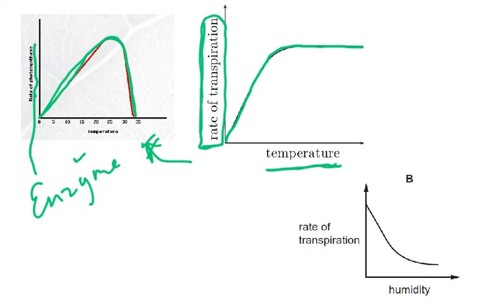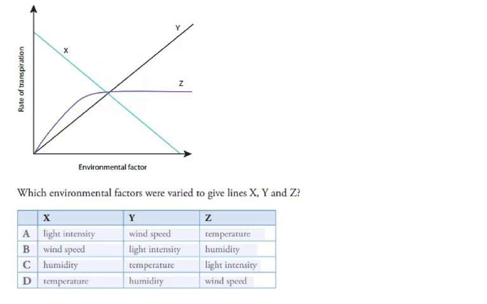And then I've also given you the same graph, rate of transpiration and humidity. So you can see how I've tried to develop a concept by which you understand why transpiration is not going to be affected by temperature, because no enzymes are involved in it. Now this is a very profoundly difficult MCQ. Which environmental factors were varied to give lines X, Y, and Z? I'm not giving you the answer. I want you to pause the video here and have a look at it and decide which one is the answer.